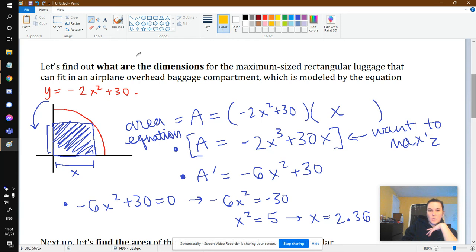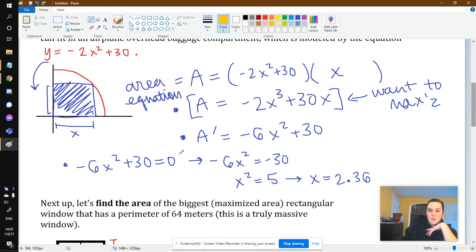We should figure out what the question's actually asking for. The question asked for what are the dimensions. That means length and width. Over here, we found the width. We still need to find the length or the height. And half of our equation done. But over here, blue, we want to plug that number into this y so we can figure out what the actual height is as well.